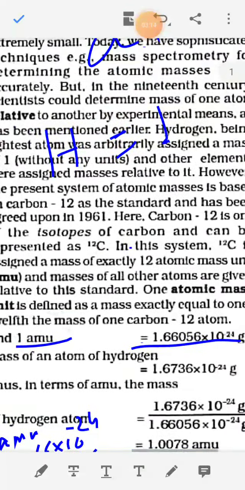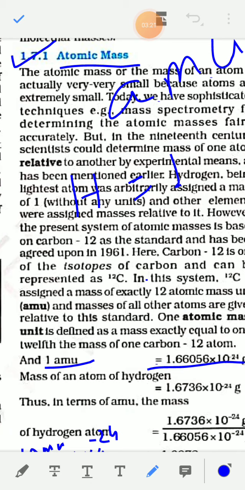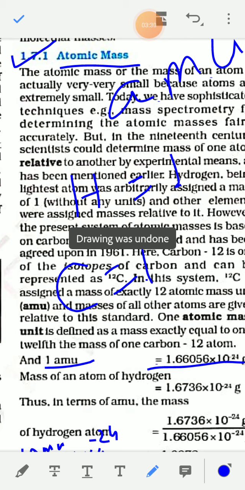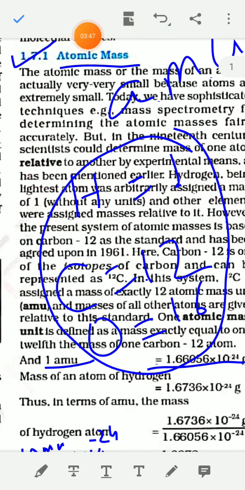So you have to remember the atomic masses of different elements, such as the atomic mass of hydrogen is 1 AMU, atomic mass of carbon is 12 AMU, atomic mass of oxygen is 16 AMU. Atomic mass of sulfur is 32 AMU, atomic mass of sodium is 23 AMU. So the atomic masses of different elements you have to remember.